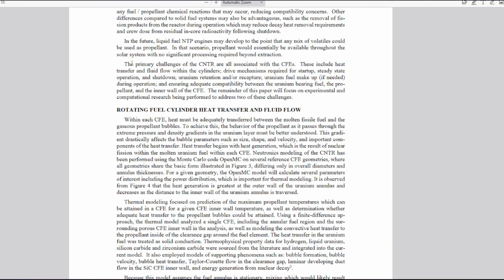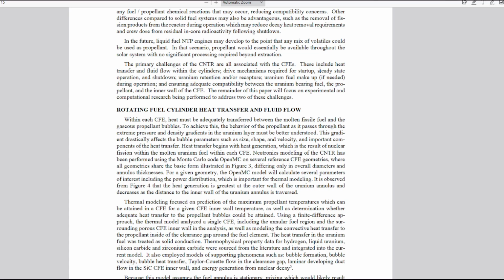So when we take a look at the challenges here, it says the primary challenges of CNTR are all associated with the fuel elements. These include heat transfer and fluid flow within the cylinders, drive mechanisms required for startup, steady state operation and shutdown, uranium retention and or recapture. Yes, that's mostly what I'm interested in. Uranium fuel makeup if needed during operation, and ensuring adequate compatibility with the rest of it. Yeah, the main thing is uranium retention for me.